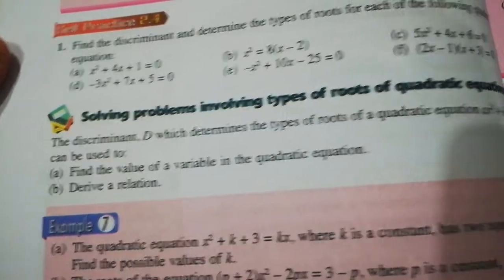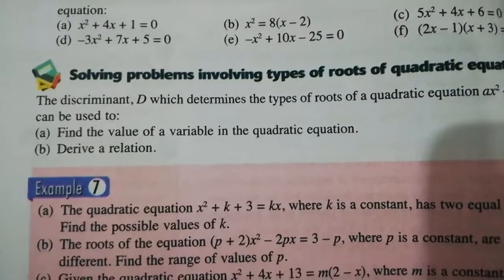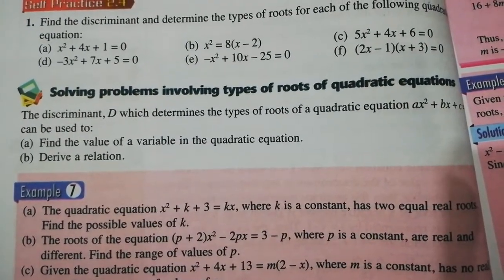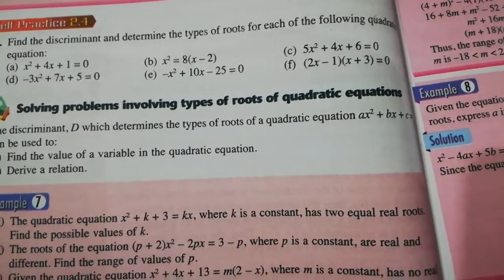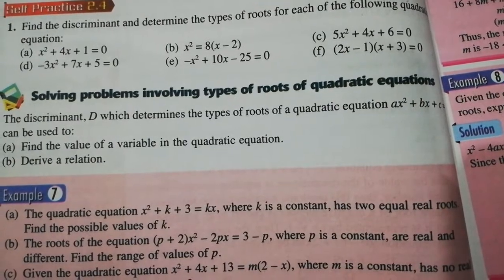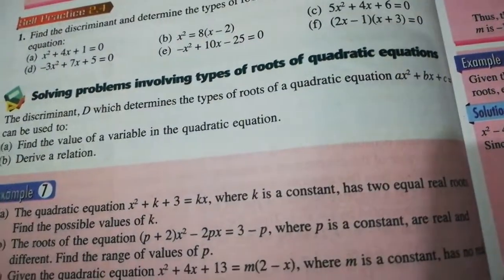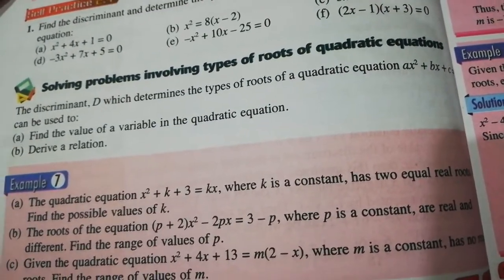So look at example 7 on page 46. In this example 7a, the quadratic equation x squared plus k plus 3 equals kx, where k is a constant, has two real roots. Find the possible value of k. The question gives us that this equation has two real roots, so we will use equal to 0.